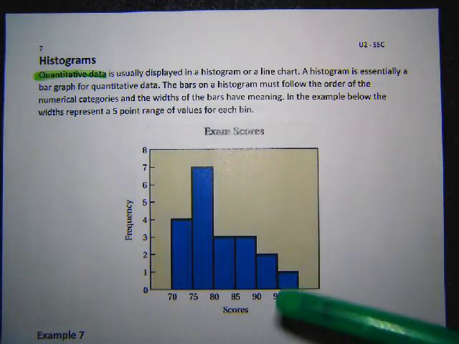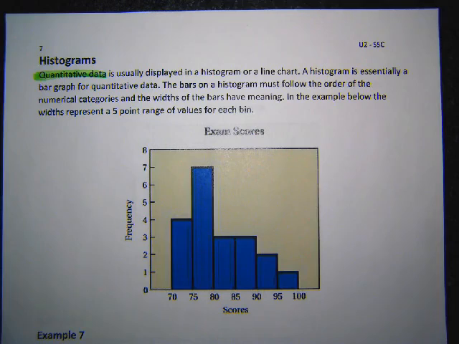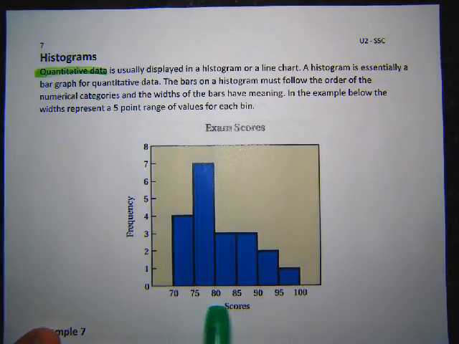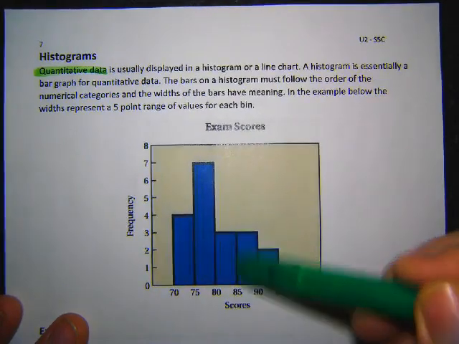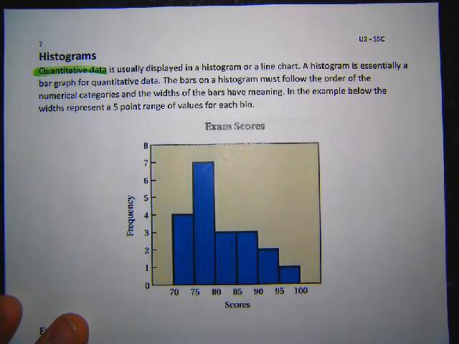The example though is the 5-point range of values for each bin. So yeah, we have our bins down here. Someone decided what the bins were, calculated the frequency for each bin, put those in there, and that's how that works.